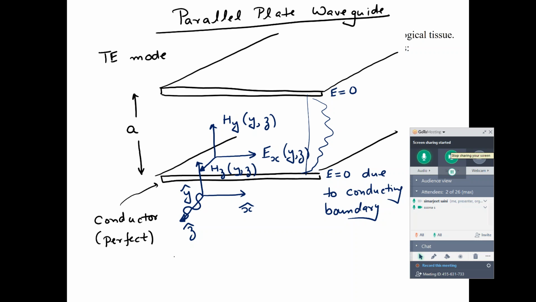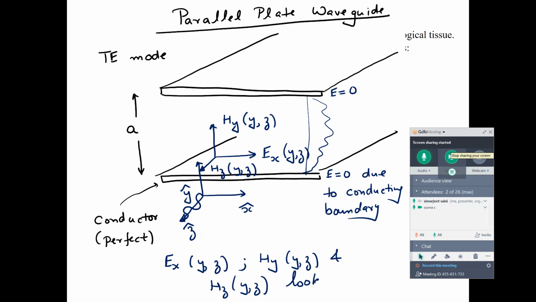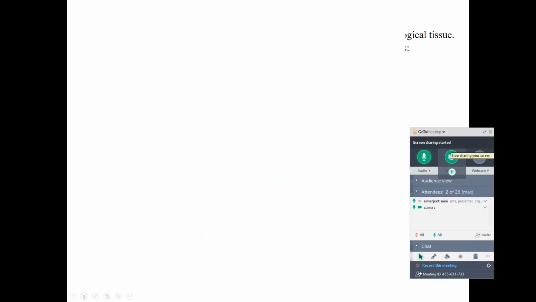So we're looking for solutions. We are looking for what these values Ex(y, z), Hy(y, z), and Hz(y, z) look like. That's the answer we want to get to. Again, we are looking for propagating solutions.